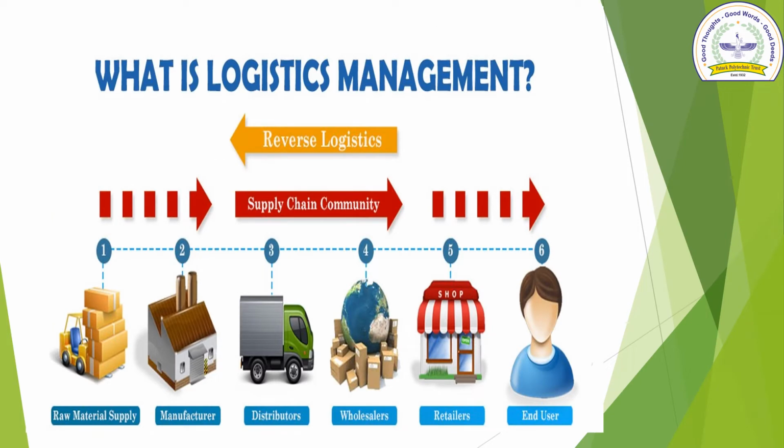Now let's learn two types of logistics. The first is forward logistics and the second is reverse logistics. Now first try to understand what is forward logistics. In forward logistics, the flow of goods is from the manufacturer towards the final consumer.